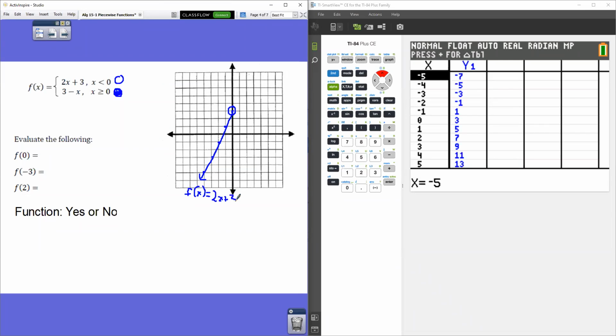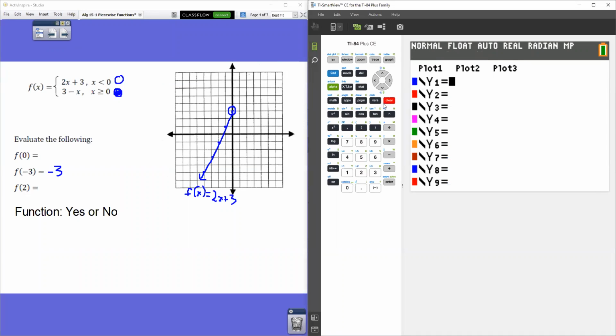Now, for the second part of the graph, I'm going to do this part first. I'm sort of going to skip ahead. I can see that I have a -3 here. The -3 is less than 0, so I need to use this top equation. -3 is -3. Now I'm going to go to the second equation. So now I go back to my y equals. I want 3 minus x.